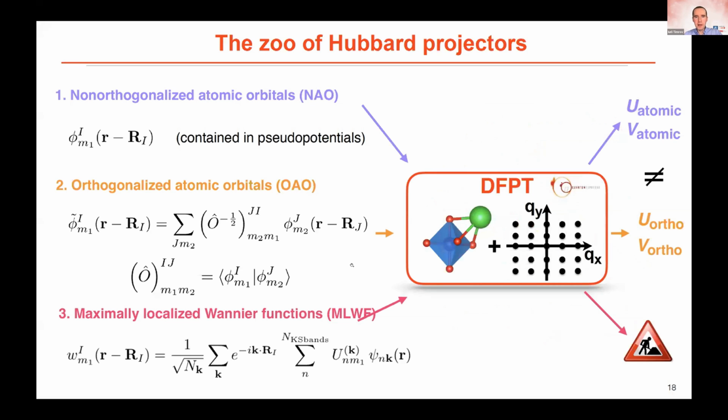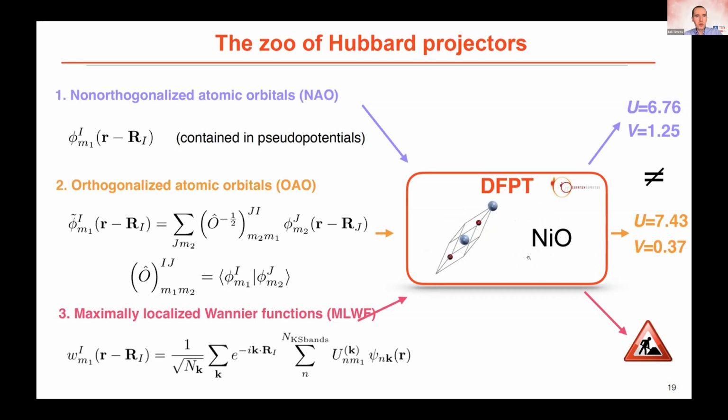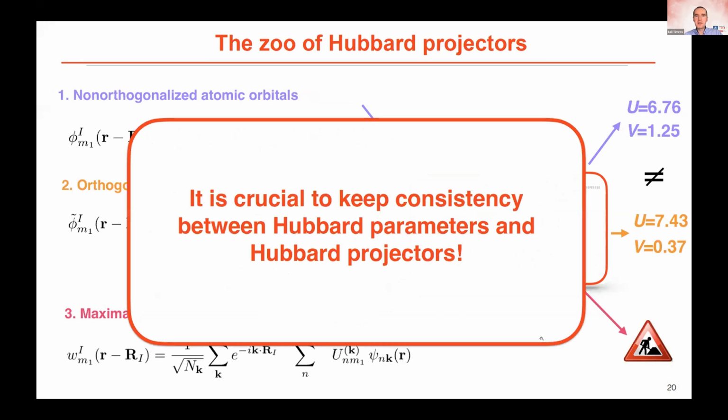And as I told you, if you use different types of Hubbard projectors with the HP code that is based on DFPT, you will obtain different Hubbard parameters. In particular, in the case of nickel oxide, if you use non-orthogonalized atomic orbitals, you obtain U of 6.76 and V of 1.25. But if you use instead orthogonalized atomic orbitals, you obtain U equals 7.43 and V 0.37. So you can see that these numbers are not at all the same, which really confirms what I was saying, that the values of Hubbard parameters are very sensitive to the type of Hubbard projectors. So the take-home message is that it is crucial to keep consistency between Hubbard projectors and Hubbard parameters.